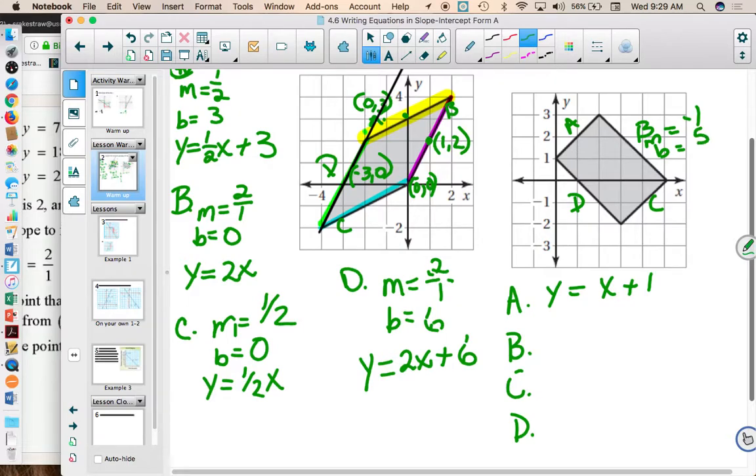So what is the equation for B? What is that equation? Y equals 1x plus 5. Y equals -x plus 5. Yeah, that's what I had. Okay? Keep going. You gotta do C.